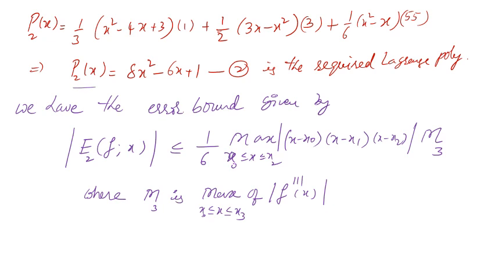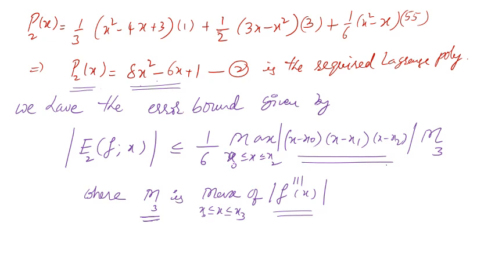F double dash x, this is p2 of x. So this is a quadratic expression. And what is the triple derivative? m3 becomes what? m3 means the maximum of f triple dash of a quadratic polynomial, which is 0. So in this case, you don't mention f. That means there is no error at all in this expression.